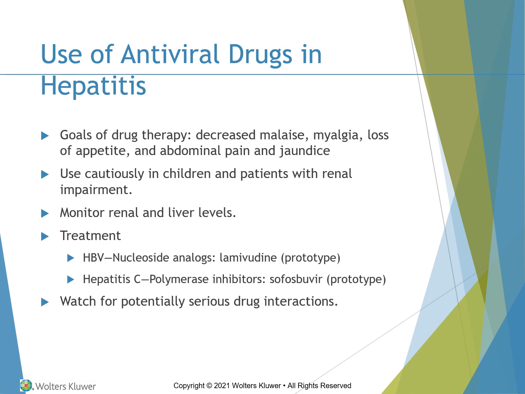Okay, so moving on into drugs to treat hepatitis, and the main goal of the therapy is to decrease the malaise, myalgia, the loss of appetite, and the abdominal pain and jaundice. Now, these drugs are used with caution in children and also patients with renal impairment. And it is important that we pay attention to the renal and the liver levels. Renal, it's going to be the creatinine clearance and the BUN, liver levels, AST and ALT enzymes.